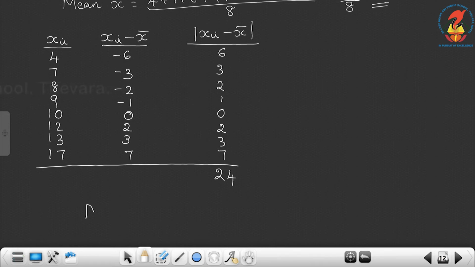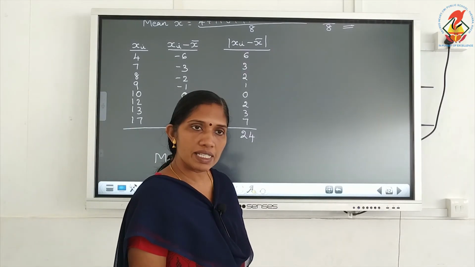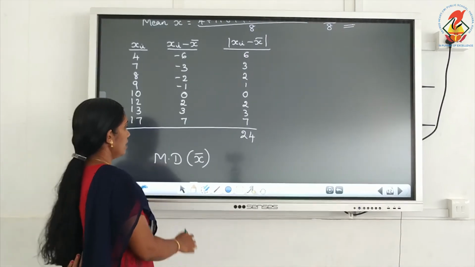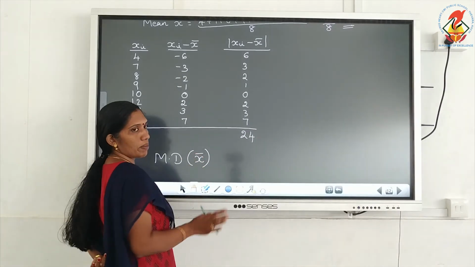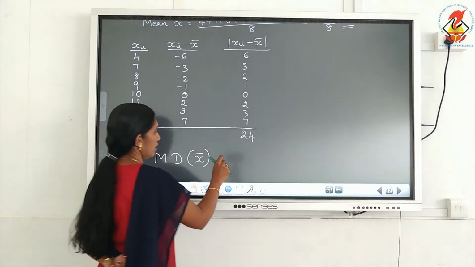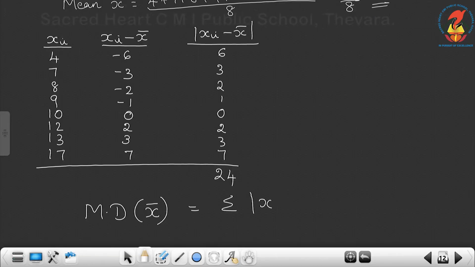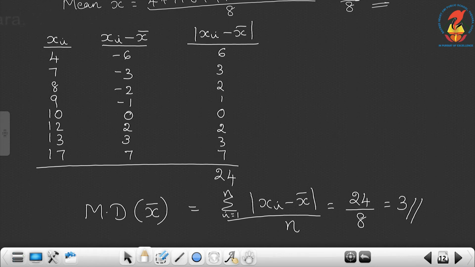Okay. So mean deviation about the mean. Children, we can denote it like this: MD, that is mean deviation, about the mean. In the bracket, in your textbook I think it is A, small letter A as mean. So if you have confusion, you write x bar. So mean deviation about the mean, the formula is sigma modulus xi minus x bar, with i from 1 to n, divided by the number of observations. Here the sum is 24, 24 by 8 is equal to 3. So 3 is the mean deviation about the mean.